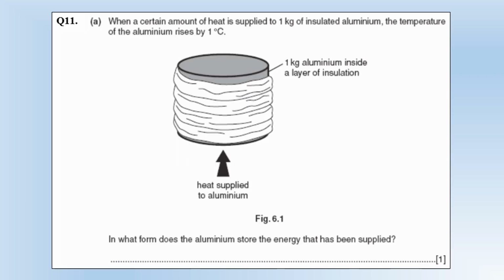So when a certain amount of heat is supplied to 1 kilogram of insulated aluminium, the temperature of the aluminium rises by 1 degree. In what form does the aluminium store the energy that has been supplied? So the technical term we should be using is internal energy. So when something's temperature rises, we say its internal energy is rising, but we could also describe that as thermal energy or the kinetic energy of the atoms. But you have to be specific. If you want to talk about kinetic energy, you have to say of the atoms or of the molecules there. But we call it internal energy.